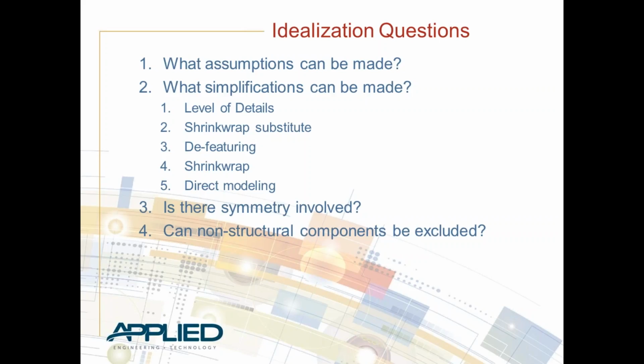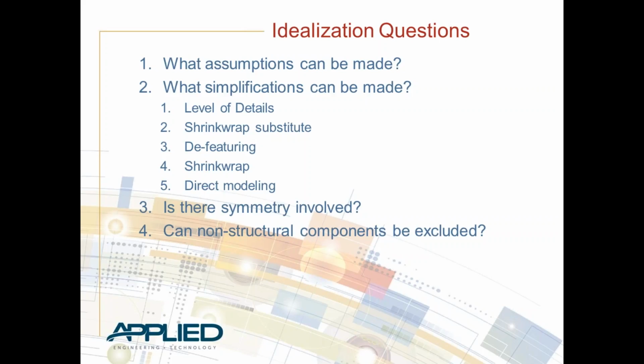That goes into step 2 there. What simplifications can we make to our model? In a part environment, we can defeature the part by taking off holes, rounds, and different things like that if they're not in a critical area. We can use shrink wraps to reduce the overall size of the model, and shrink wrap substitutes. We can use levels of detail to remove things within an assembly. We can also use direct modeling to change shape in certain areas to take away extra mesh pieces that would be required, as long as we can assume they're not going to affect the high stress and strain areas of our analysis.